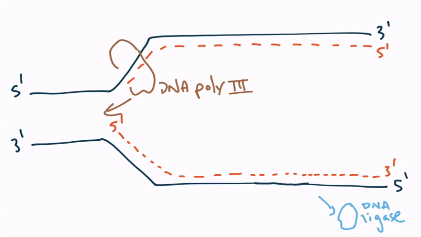As this process continues, the DNA in front of the replication fork, so this region right here, gets tied up in a knot. These knots are also known as supercoils. In order for replication to properly proceed, the supercoils need to be removed, and this occurs through an enzyme called topoisomerase II, which is also known as DNA gyrase.